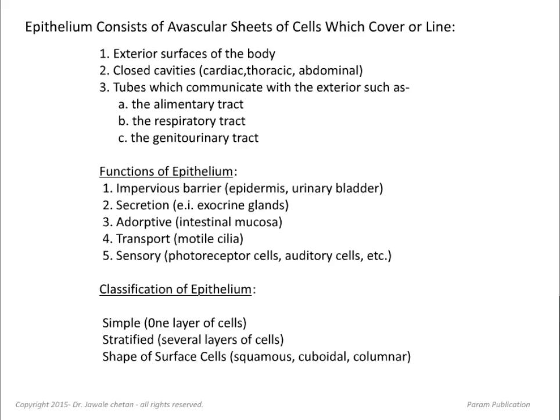So overall, here we have seen where we find epithelial tissue, what the functions of epithelial tissue are, and how the classification of epithelial tissue is based. Now in the next part we'll see these different simple, stratified and squamous, cuboidal, columnar epithelial tissues in detail.